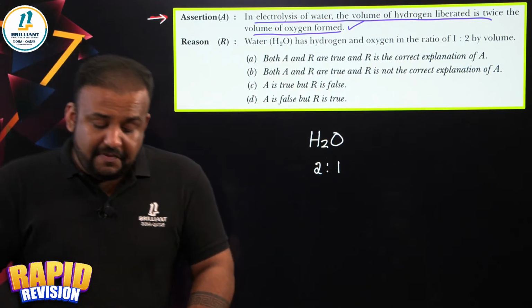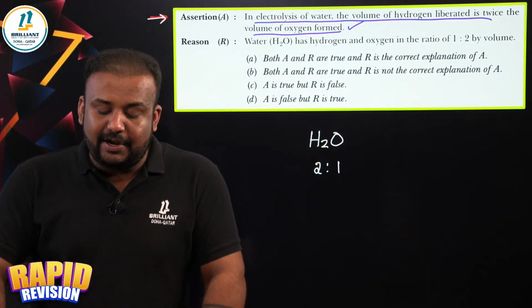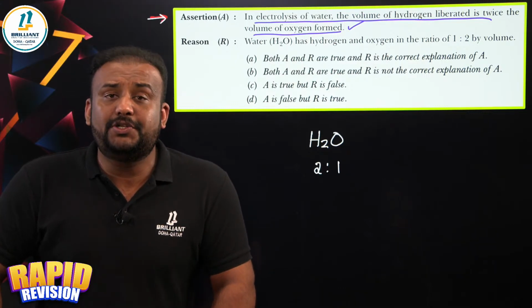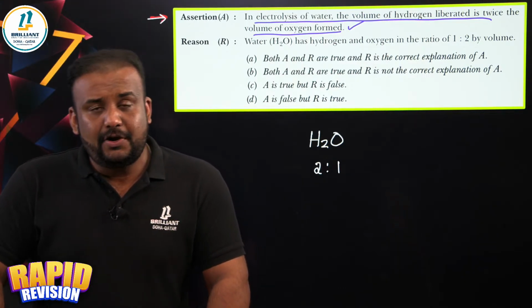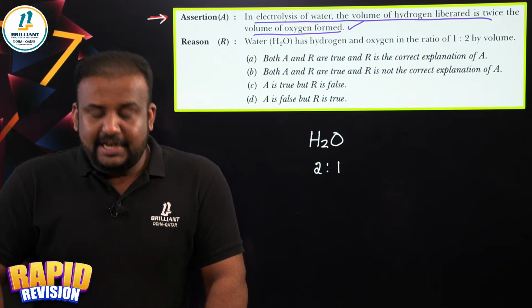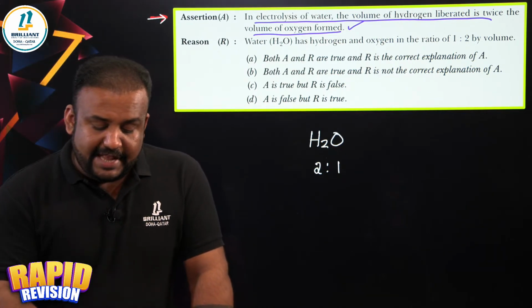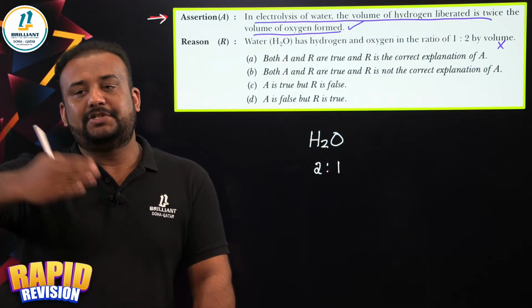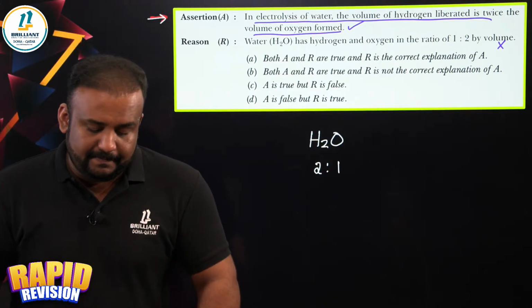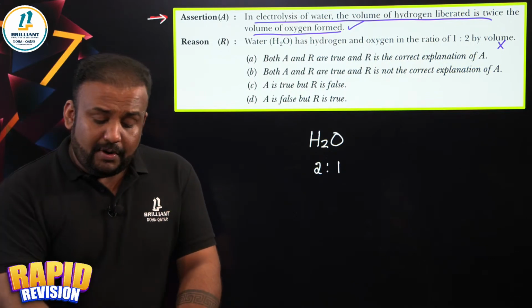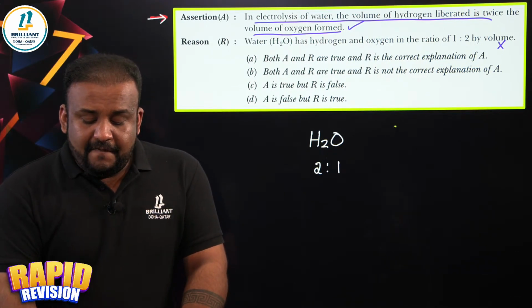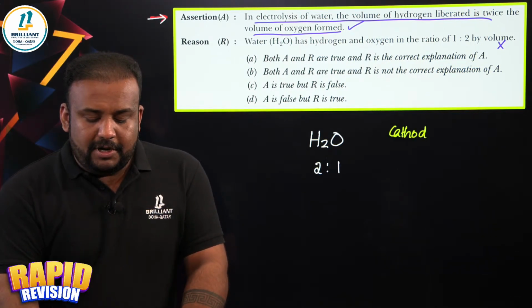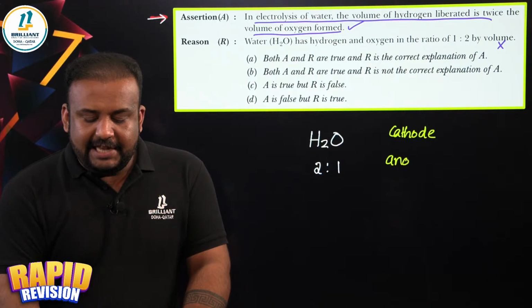Now, the reason given: water has hydrogen and oxygen in the ratio 1:2 by volume. Is that true? Hydrogen and oxygen in the ratio 1:2. That is wrong. It is 2:1. Hydrogen is to oxygen is 2:1. And one more question related to this is, where is each gas formed?